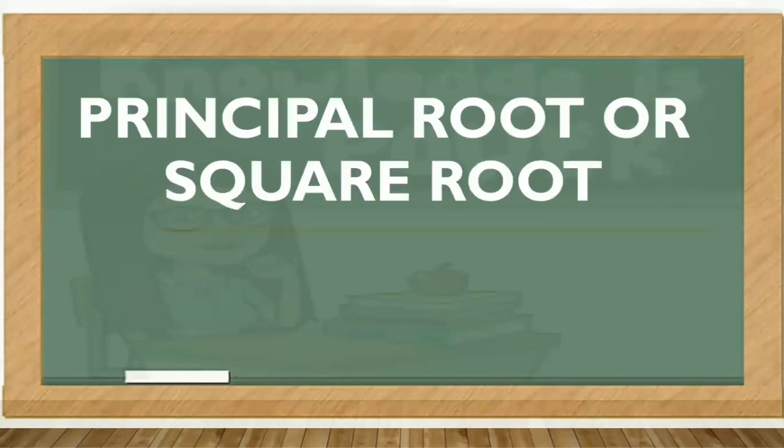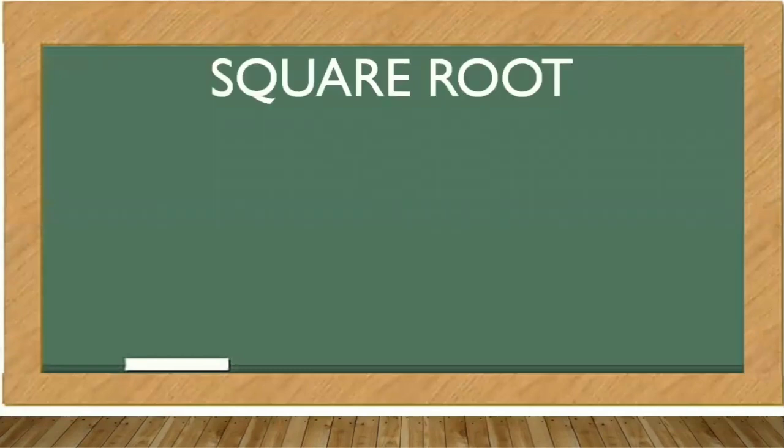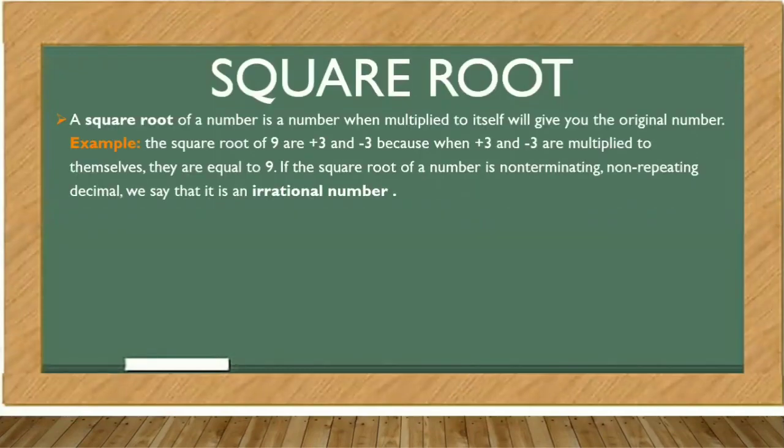Hello students! For today's video, ang pag-usapan po natin is all about principal root or square root. So what is square root? A square root of a number is a number when multiplied to itself will give you the original number. So ibig sabihin, when we say square root, pag pinag-multiply mo daw po yung dalawang number or yung number sa sarili nila, ang magiging sagot is yung ating hinahanap or yung ating square root or yung given.